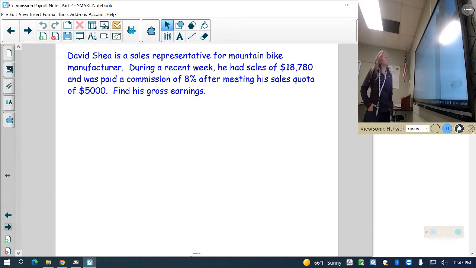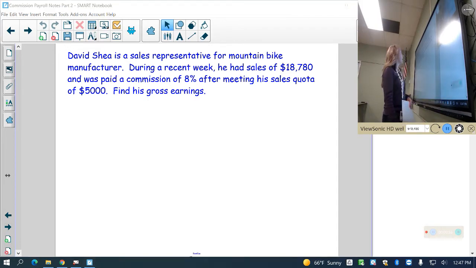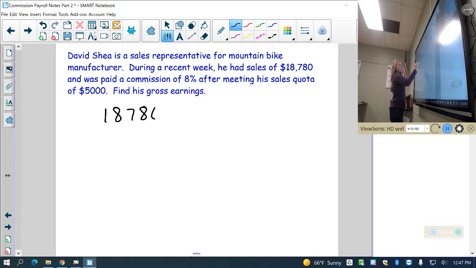David Shea is a sales representative for a mountain bike manufacturer. During a recent week, he had sales of $18,780 and was paid a commission of 8% after meeting his sales quota of $5,000. Find his gross earnings. So the first thing we're going to do is take his sales and take out the quota before we pay him. He doesn't get paid on this quota. So we're going to take $18,780 minus his $5,000 quota, and then we're going to multiply that by 8%.